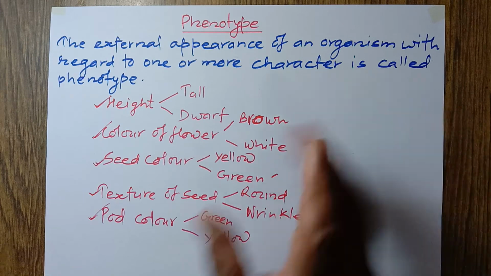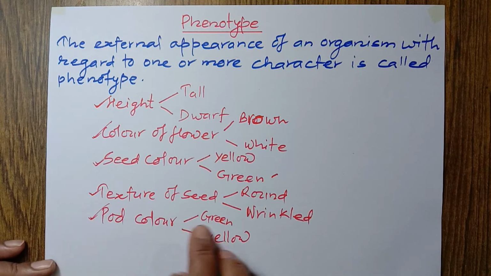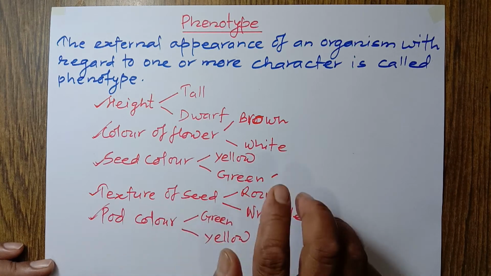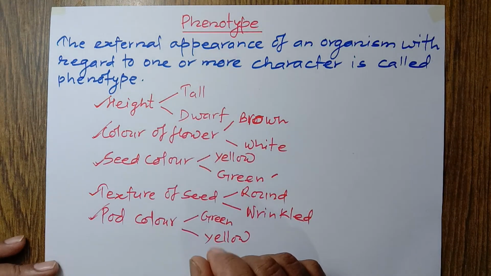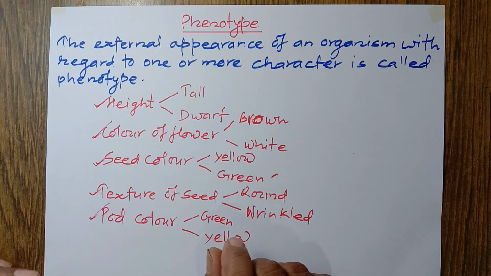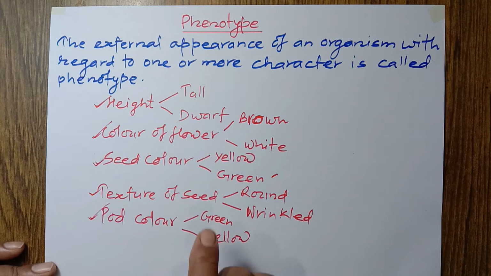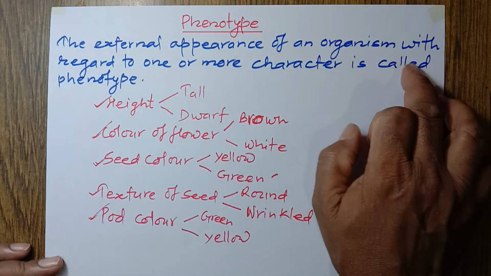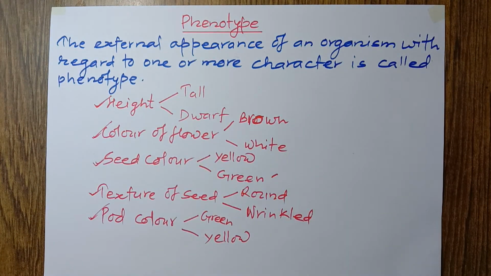And that's why if someone says this pea plant has a green colored pea pod, then this is the external feature of that pea plant, and only one character is considered. The phenotype of that pea plant that is told is a green colored pea pod. This is the exact meaning: the external appearance of an organism with regard to one or more characters is called phenotype.